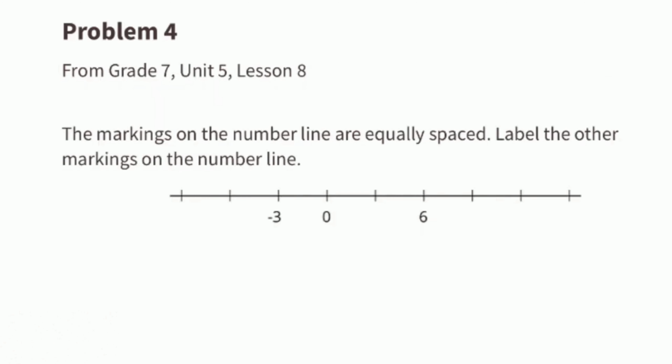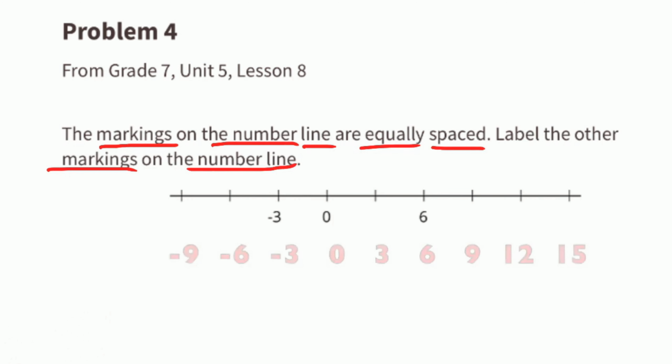Problem number 4, from 7th grade, Unit 5, Lesson 8. The markings on the number line are equally spaced. Label the other markings on the number line. The absolute value between -3 and 0 is 3 units. So the markings from left to right would be -9, -6, -3, 0, 3, 6, 9, 12, and 15.